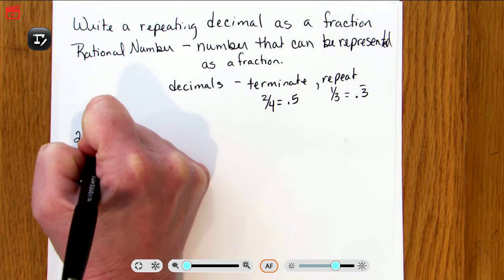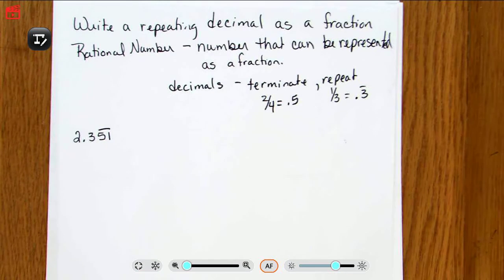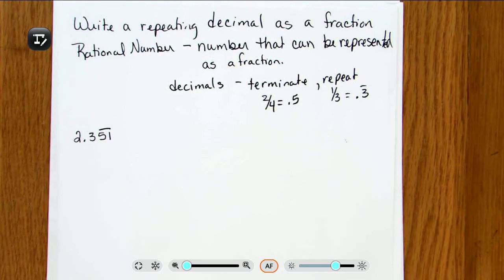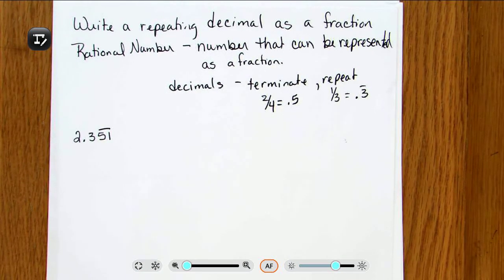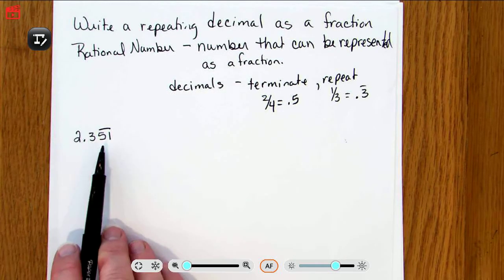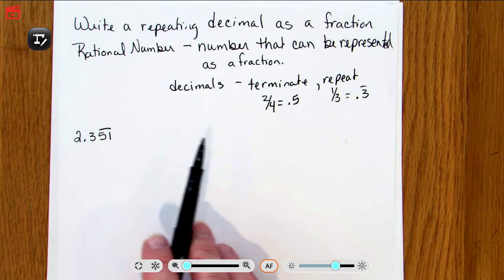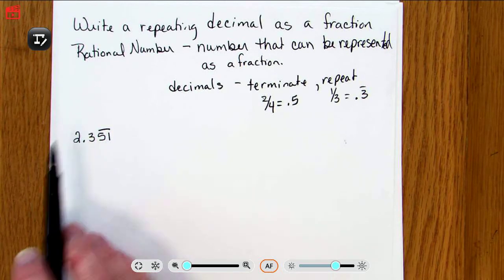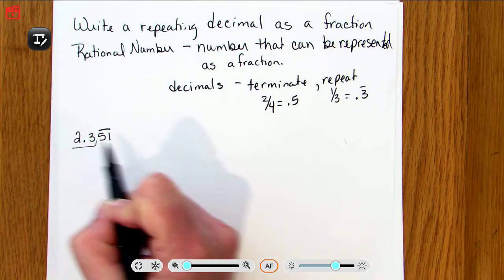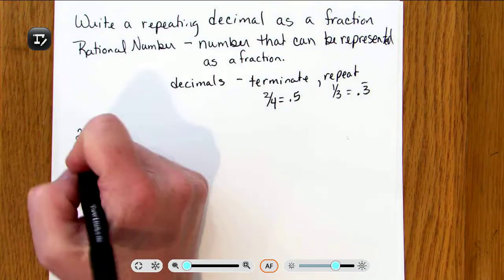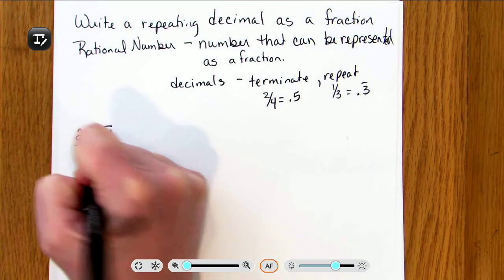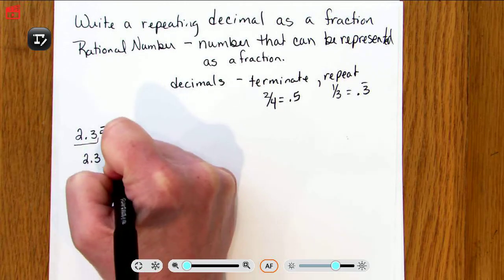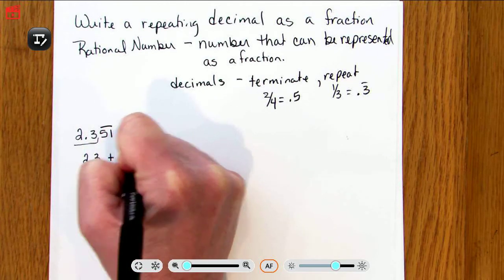One is using this idea of infinite series. Okay, and we're going to be basically looking at this decimal. So it's going to be 5, 1, 5, 1, 5, 1, 5, 1, 5, 1 forever. And we're going to break it up into that non-repeating part and then also the repeating part. So we're going to look at this piece and then add on the other. So this is kind of like 2.3, and we're going to be adding 0.051 repeating.